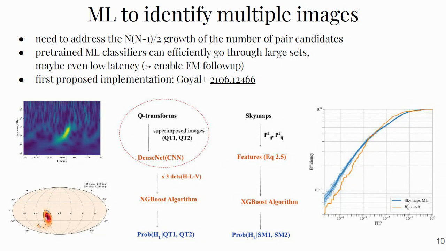The main one we have to address is this almost quadratic growth in the number of pair candidates that you have to evaluate. If you want to just do parameter estimation and pair comparison, you have this problem. An alternative is to pre-train some machine learning classifier on simulations of lensed and unlensed populations and discriminate between them. That would maybe even allow you to do this in low latency and enable EM follow-up to see if you also have lensed multiple GRBs or something from some direction.